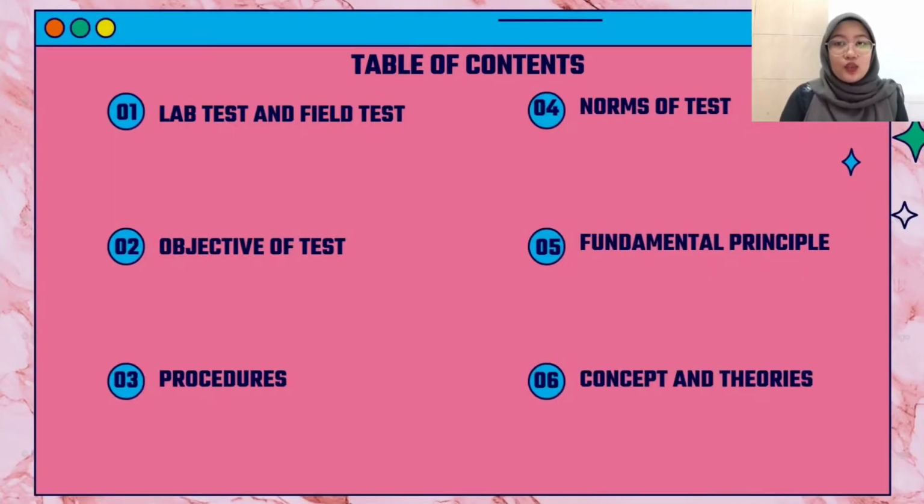Next slide. Look at the table of contents of this PowerPoint. It contains the lab test and field test of cardiovascular endurance. My group will do the VO2 max for the lab test and the beep test for the field test. Number 2 is the objective of the test. Number 3, procedure. Number 4, norm of the test. Number 5, fundamental principle of the test. And the last one is the concept and theory of the test.